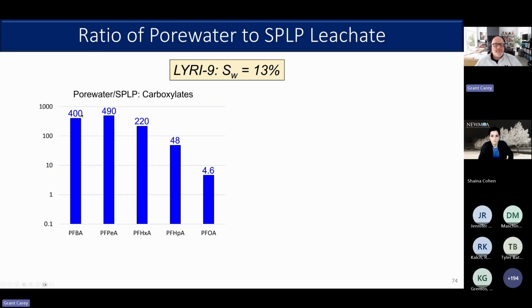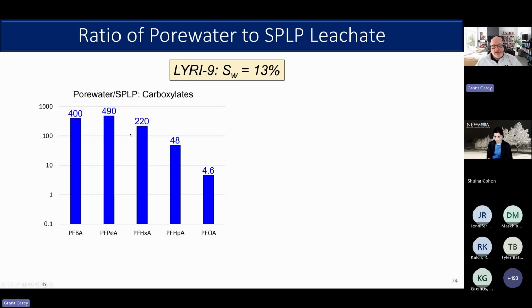calculate water saturations. And then what we did is we plotted the ratio of the pore water concentration at this lysimeter divided by the SPLP leachate concentration. So a ratio of 400 to 500 for the short chain compounds that don't absorb to the air-water interface, that's really consistent with the liquid-to-liquid dilution factor we saw on the previous slide, 530. So this is because, okay, these compounds, they really aren't absorbing to the air-water interface. It's pure dilution that is causing the difference between SPLP and pore water, big dilution factor, big ratio between pore water concentrations, which are much higher than SPLP.